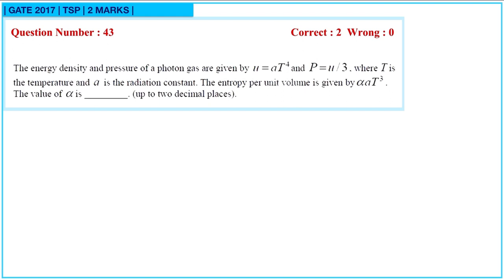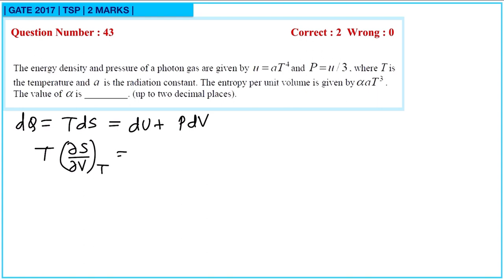Next question. The energy density and pressure of a photon gas are given by U is equal to AT raised to 4 and P is equal to U by 3, where T is temperature and A is the radiation constant. The entropy per unit volume is given by this expression. Now we know dQ is equal to TdS, which is equal to dU plus PdV. Now for entropy per unit volume, let us differentiate this with respect to volume at constant temperature. So this will be T into dou S by dou V at temperature T, and P dou V by dou V, so that will be 1.